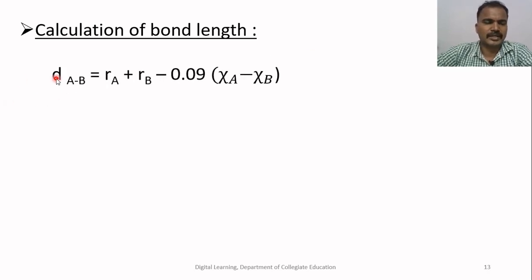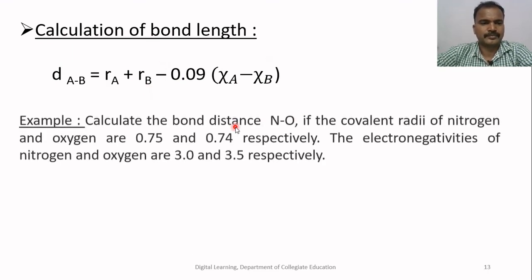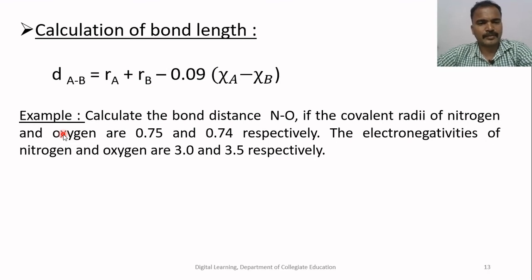So D of AB is equal to RA plus RB, where RA and RB are the covalent radii of atoms A and B, minus 0.09 into the difference in electronegativities of the bonded atoms. So by using this equation, one can calculate the bond length. So you consider an example.